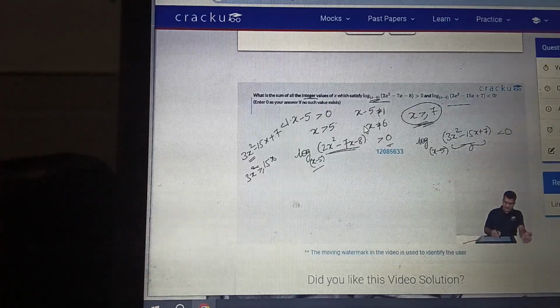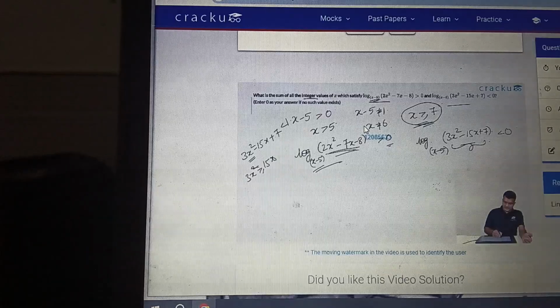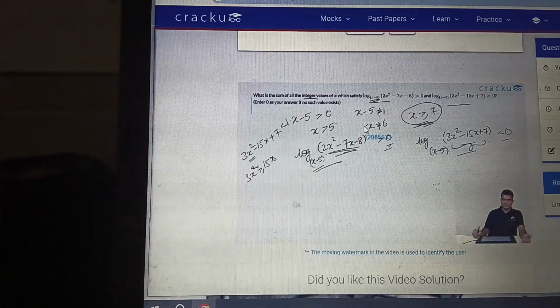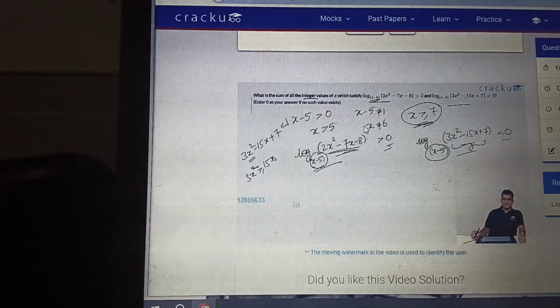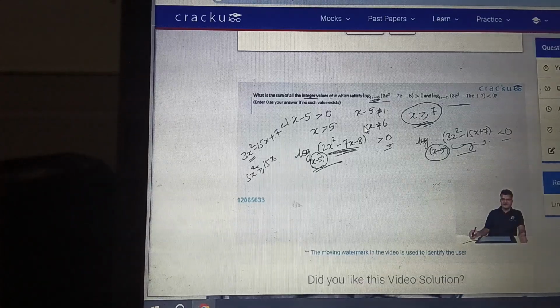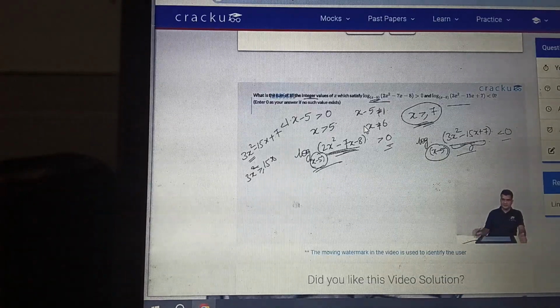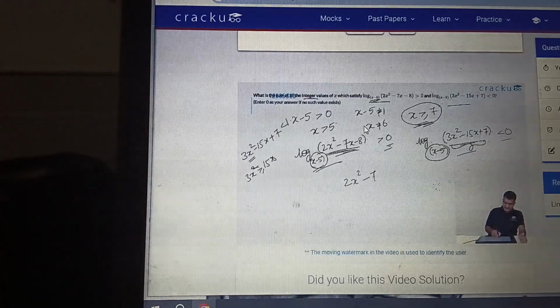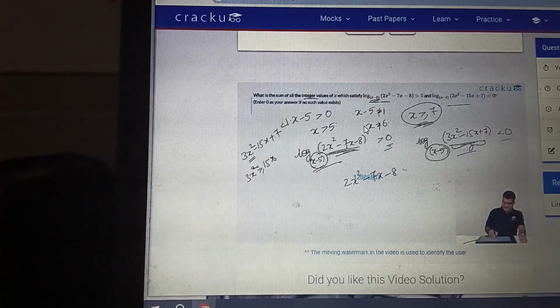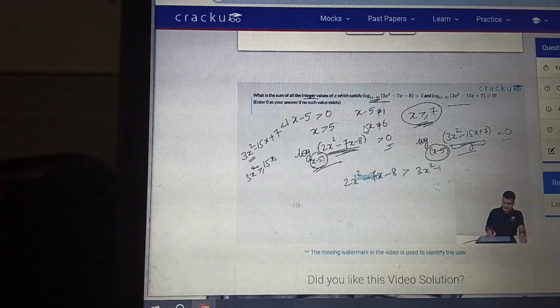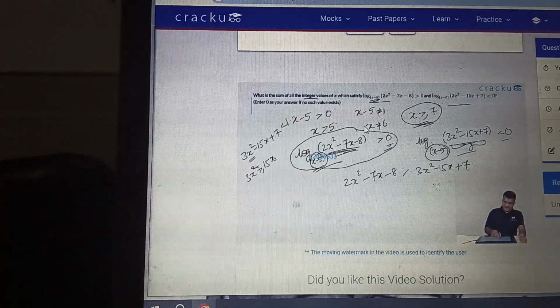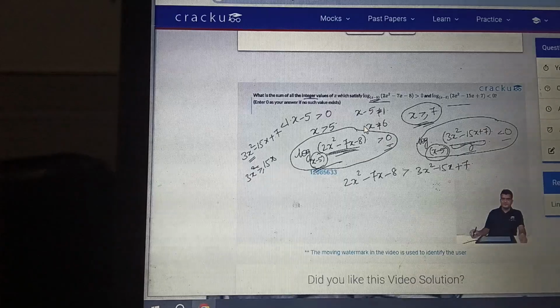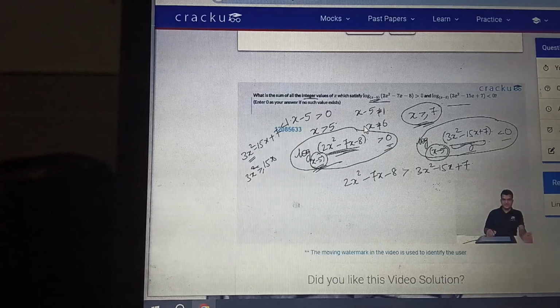The way to do it is this: when you have both these logarithms, one logarithm is greater than 0 and the other logarithm is less than 0, and the base for both of them is the same and the base is greater than 1, this would imply that the argument 2x² − 7x − 8 has to be strictly greater than the second argument. That is, 2x² − 7x − 8 has to be definitely greater than 3x² − 15x + 7. Why is this the case? Because the first logarithm is greater than 0 and the second logarithm is less than 0. The base for both the logarithms is the same and the base is greater than 1. The base is a natural number, so it is greater than 1.